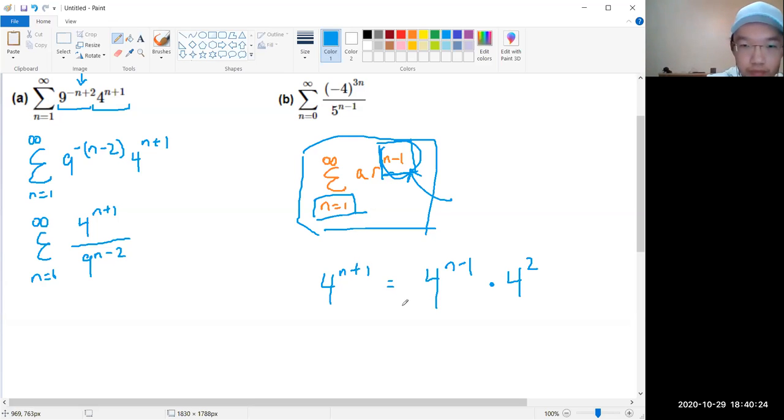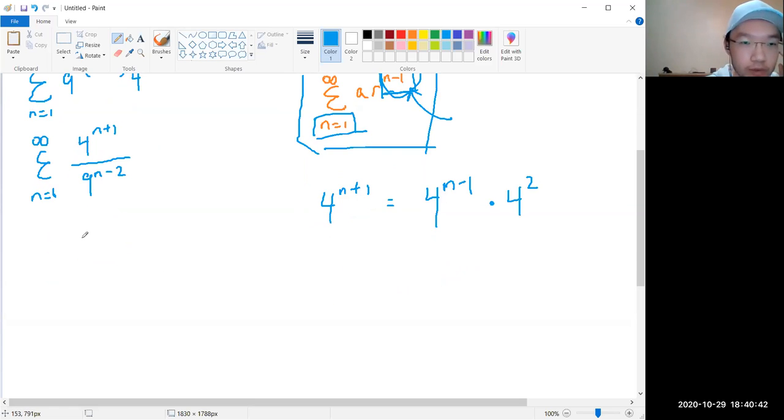So remember that when you multiply two things with the same base, you add the exponents. So this is why we can do this. So we just created an exponent of n minus 1, so that's good. So let me continue our work now. Infinity to 1, 4 to the n minus 1 times 4 squared.